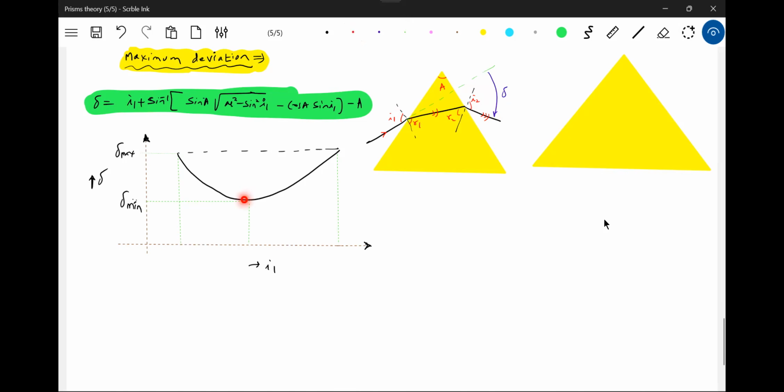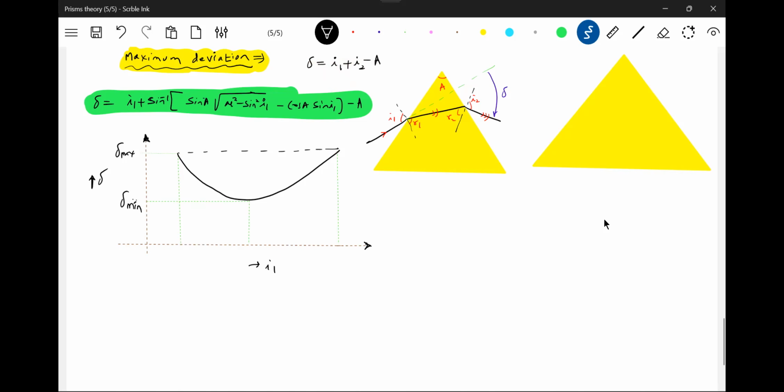Now we had the discussion on the minimum deviation. Now we'll focus on the maximum deviation. We know the basic deviation formula: I1 plus I2 minus A. The deviation will be maximum when I1 equals pi by 2, because the deviation depends on I1 and I2. The maximum possible value of I1 is pi by 2, that is 90 degrees. Then the deviation will be maximum.